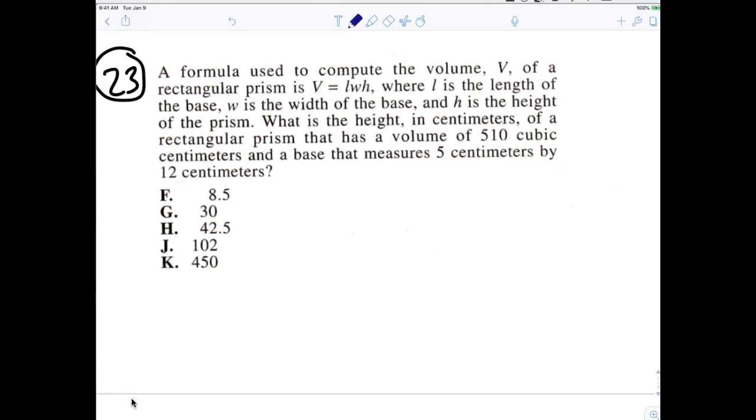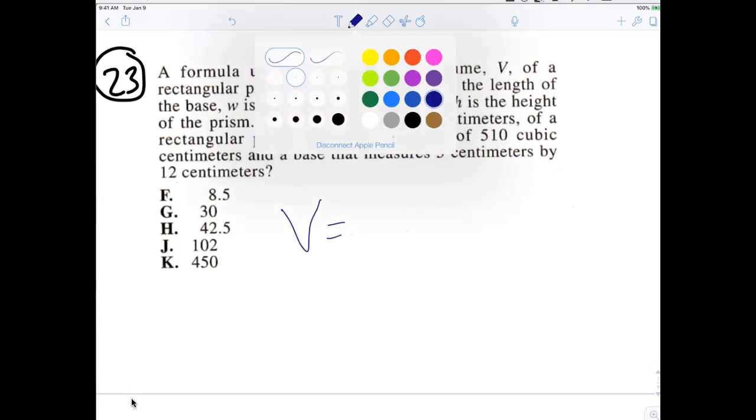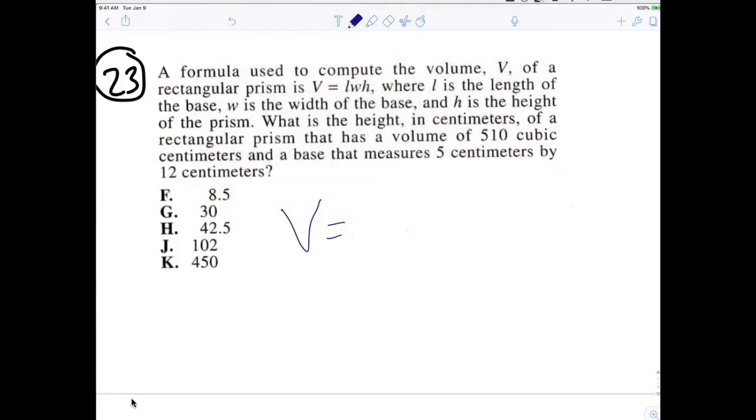Bradley, I'll let you read 23. The formula used to compute the volume V of a rectangular prism is V equals LWH, where L is the length of the base, W is the width of the base, and H is the height of the prism. What is the height in centimeters of a rectangular prism that has a volume of 510 cubic centimeters and a base measuring 5 centimeters by 12?